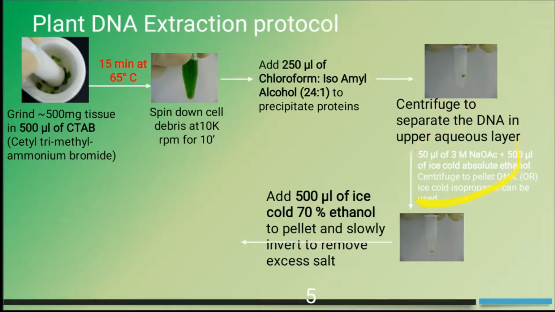Next step is to precipitate the DNA molecules. Excess salt such as up to 3 molar sodium acetate and ice cold absolute ethanol is added. This will aggregate the DNA molecules, and upon centrifugation they tend to precipitate. Now the supernatant is discarded and the precipitate is our DNA.